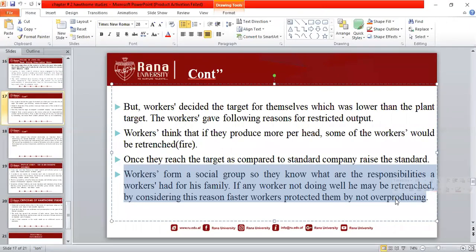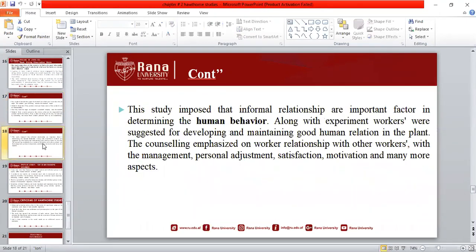The organization will kick them out. They will fire this person. So for the sake of protecting them, we will not overproduce. Overproducing means giving extraordinary effort so that we produce more and more. That's why they keep their level low to the standard of the organization. Whatever the organization's standard, they lower their standard for the sake of protecting their other workers. They believe if we provide our best today, tomorrow they expect our best.